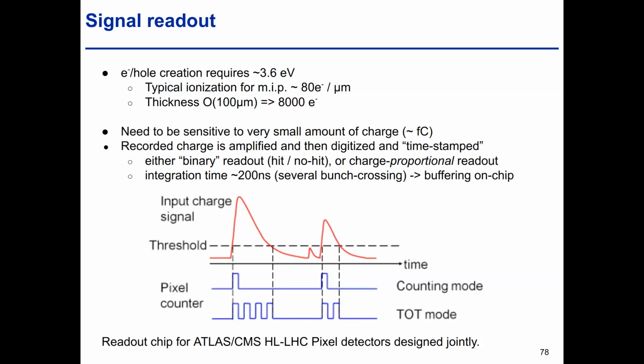And if you need to remember one number, it is that the typical ionization for a particle in the minimum ionizing particle regime that we saw yesterday in the Bethe-Bloch formula is about 80 electrons per micrometer, okay? So the thickness of these devices is of the order of about 100 micrometers, which basically means that you get around 8,000 electrons from a particle that is minimum ionizing and traverses your sensor straight up.